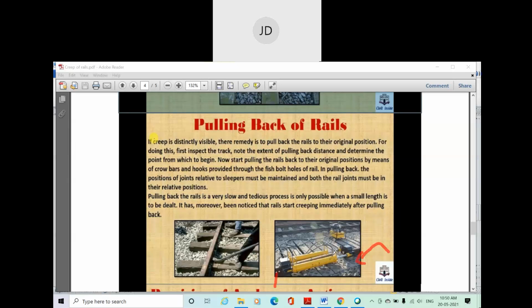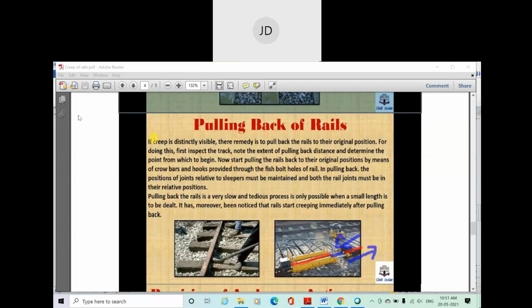So here you can see, if you look closely up to this level, there is a rail part, and this is the rail part. Can you see this rail part? This is the rail part, and this is the expansion joint. Now that means this particular rail has crept in this direction, so we need to pull it back in the original direction.